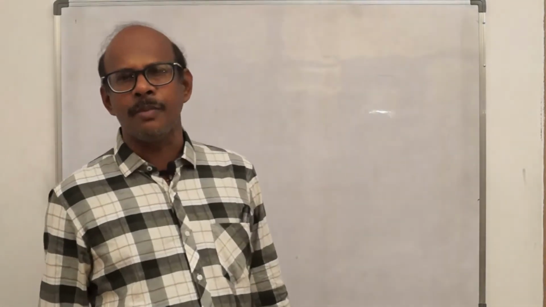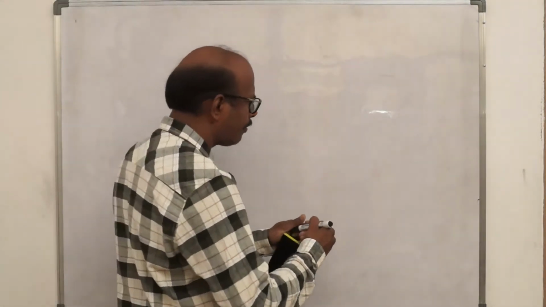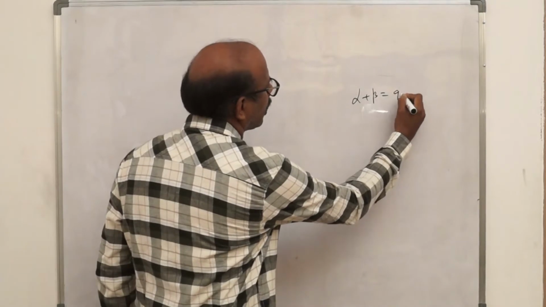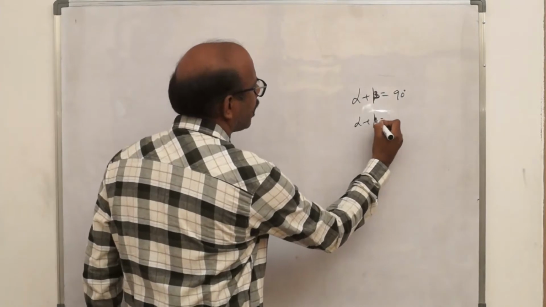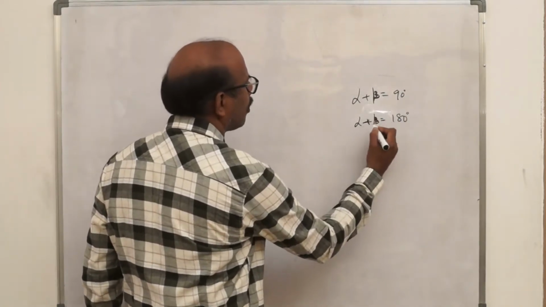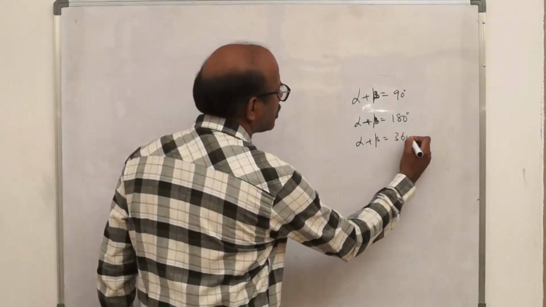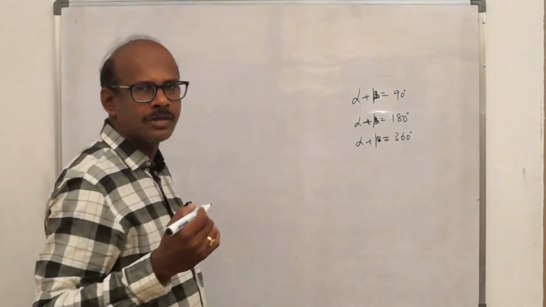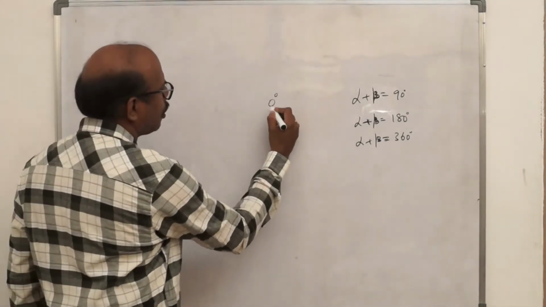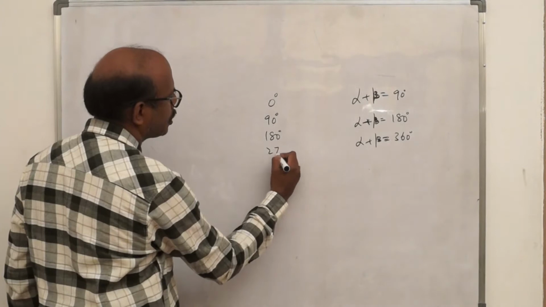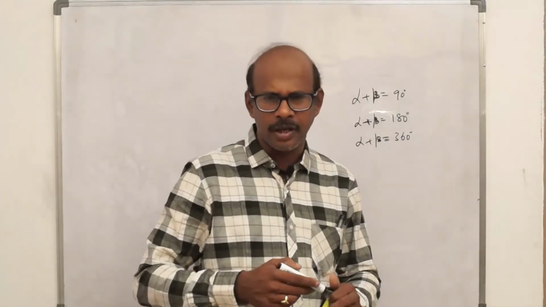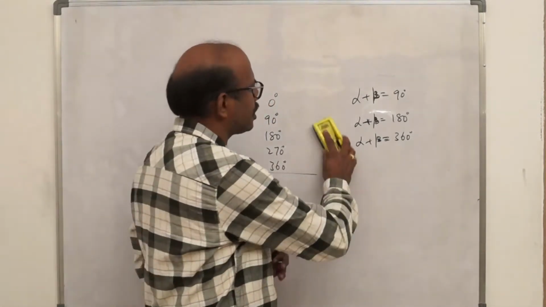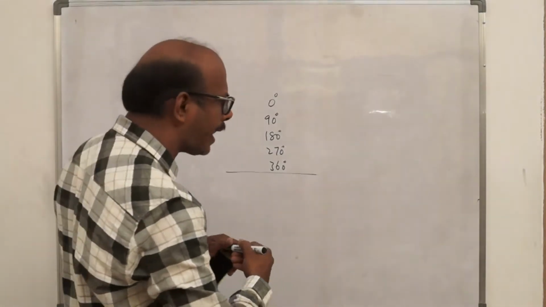Complementary angles: if the sum of two angles is 90, then the individual angles are said to be complementary. If alpha plus beta equals 90, alpha and beta are said to be complementary. If alpha plus beta equals 180, individually alpha and beta are called supplementary. If alpha plus beta is 360, individually they are called quaternion angles. Next, 0, 90, 180, 270, 360, and so on, 450, 540. The angles that exactly coincide with the quadrant axes are specially named quadrantal angles.